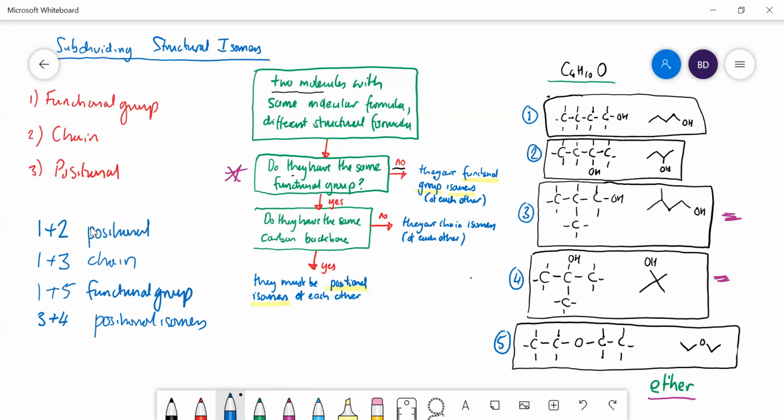Let's do one more comparison that we haven't done: 2 and 3. Do they have the same functional group? Yes, they're both alcohols. Do they have the same carbon backbone? No, they don't. Number 2 has 4 in a row, and number 3 has 3 with a branch coming off it. So they must be chain isomers of each other.